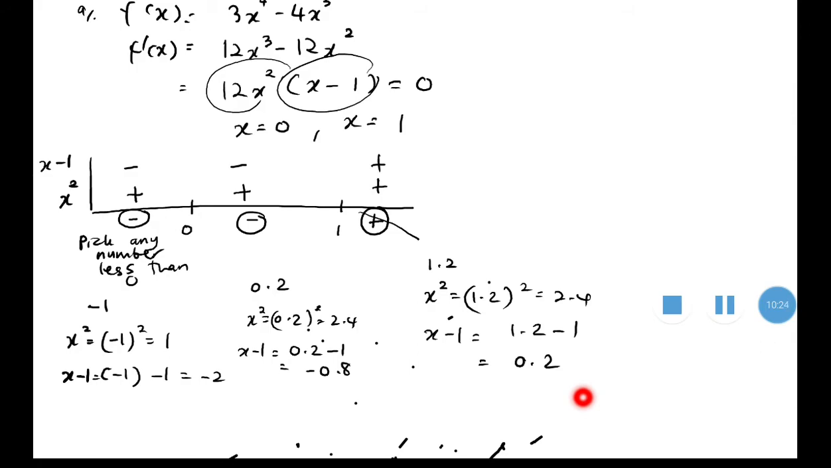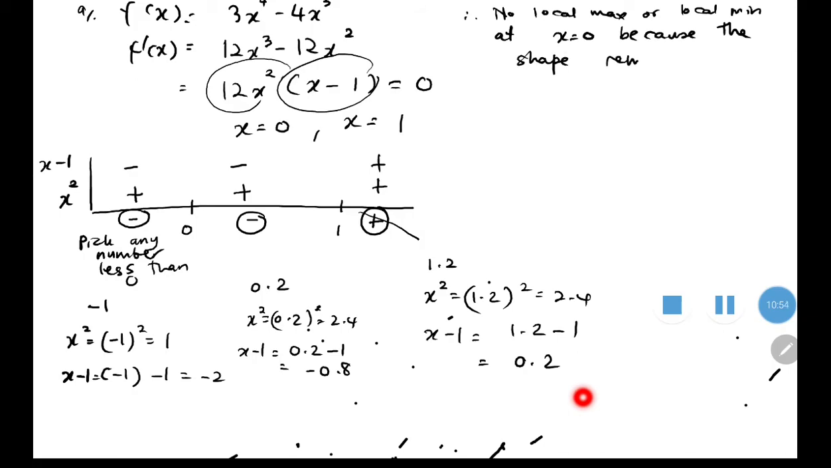So there is no local maximum or local minimum at x equal to 0 because the shape remains the same. What shape? This shape. Okay, let me show you.